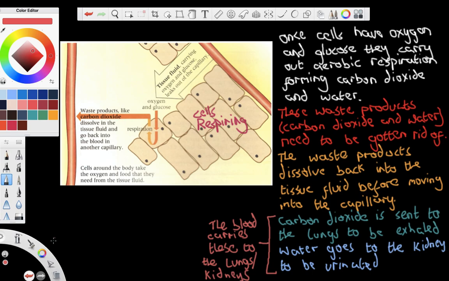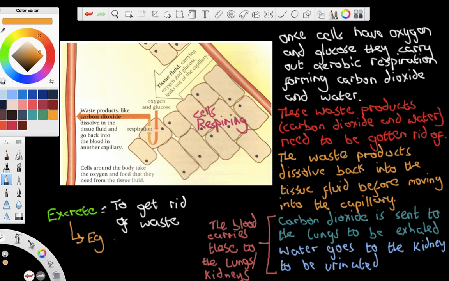Finally, our final keyword today is the word excrete. Excrete. And the word excrete means to get rid of waste. To get rid of waste. And that could be carbon dioxide via the lungs. So, e.g., carbon dioxide by the lungs.